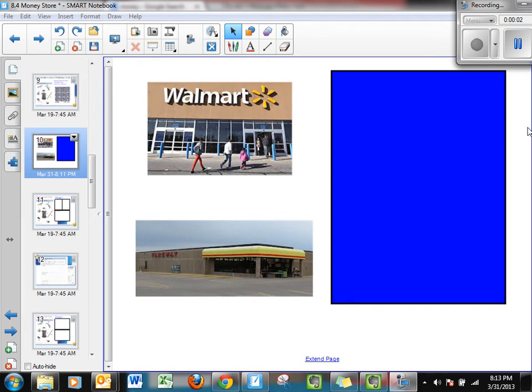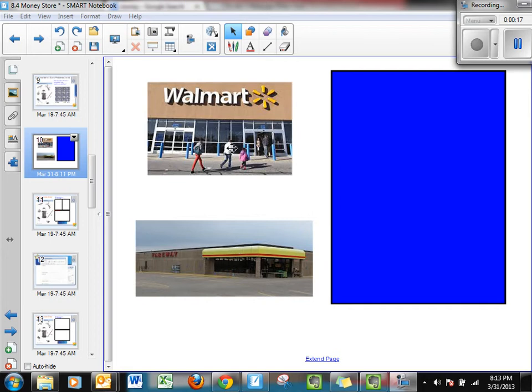You can see on the screen I have a couple pictures. I want you to think in your head, have you ever been to either of these places that are shown in the picture? My guess is that you're probably going to say yes. I've been to Walmart or Fairway, or maybe you've even been to both.